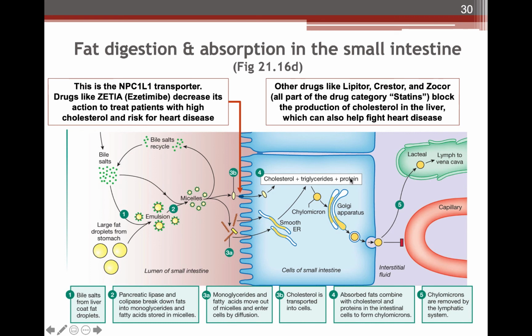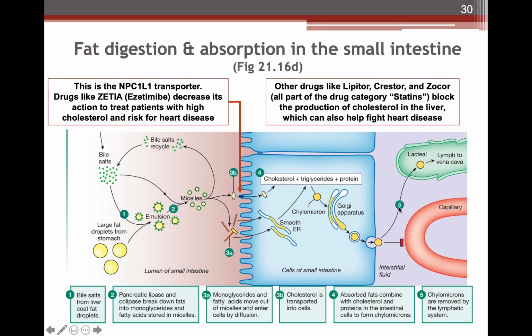Cholesterol and triglycerides and proteins that are being absorbed by these cells, through the mechanisms that we just covered a couple slides ago, will be combined together and built into a big, huge particle called a chylomicron. These chylomicrons are so huge, they're too big to leave via a carrier protein. So they need to go through the Golgi apparatus, get packaged into vesicles, and be released by exocytosis.